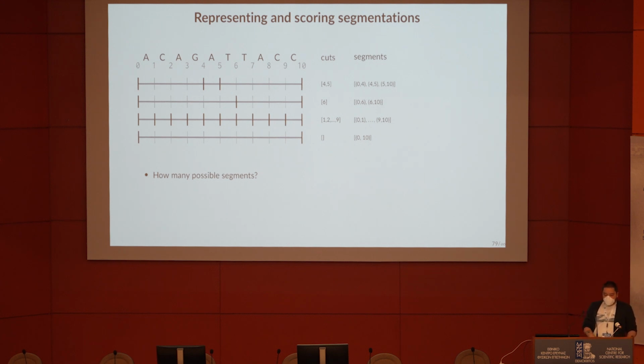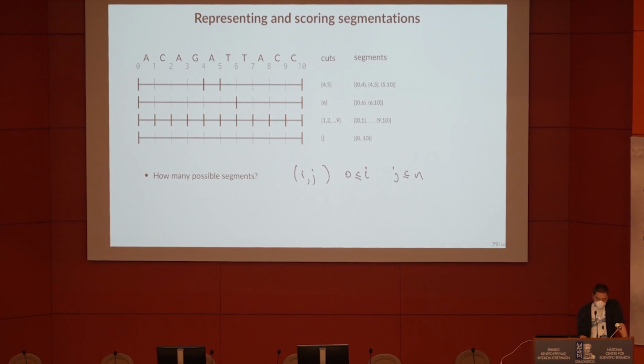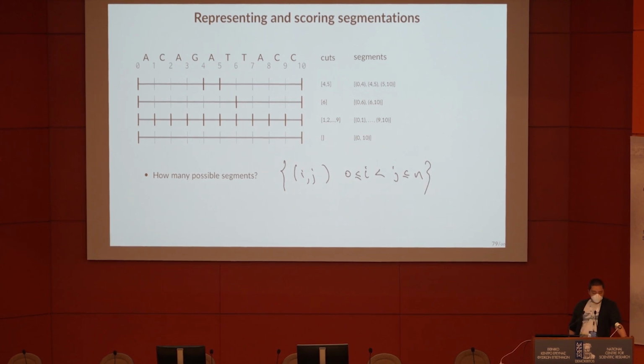So how many possible segments do we have? Do I have the answers on the slides? I don't. How many possible segments do we have? So segments are all pairs of the form ij, with i could be 0, j could be n, but i and j cannot be equal because segments must have length at least 1. You cannot have an empty segment. So these are all possible segments, okay?